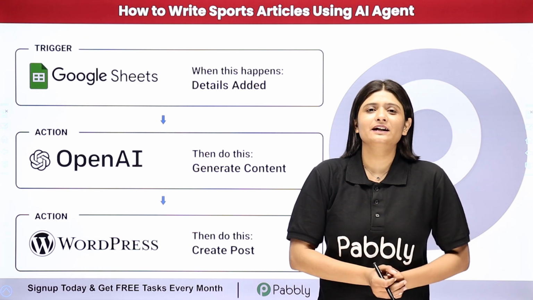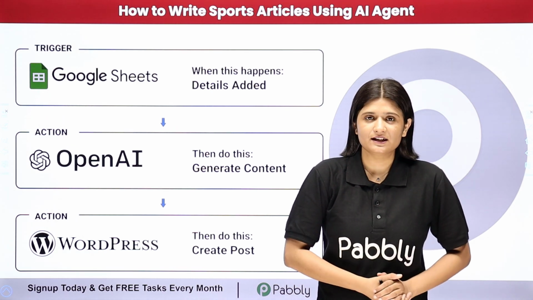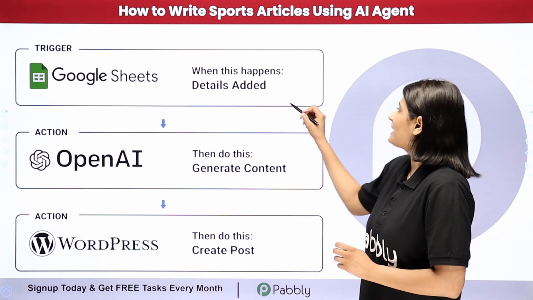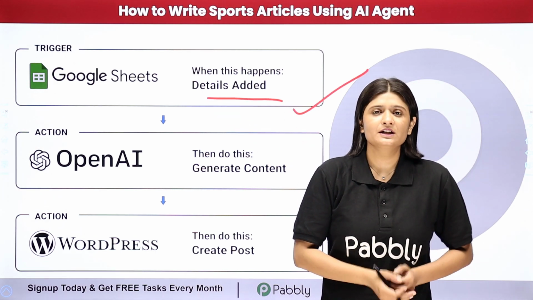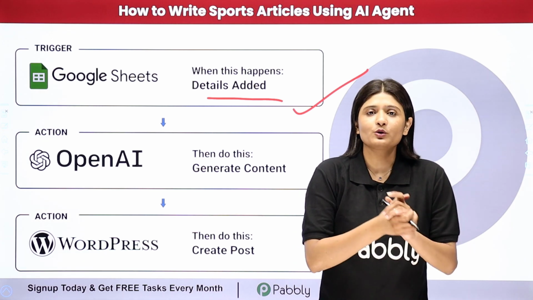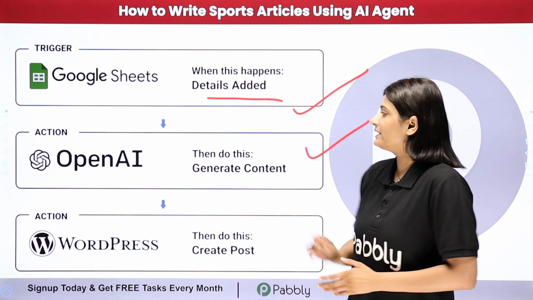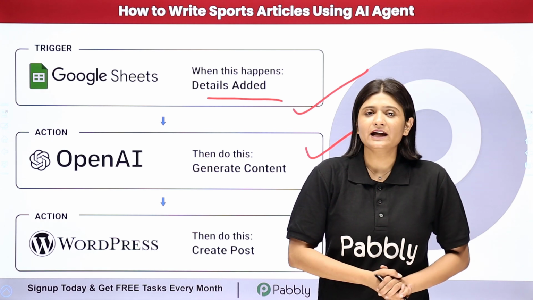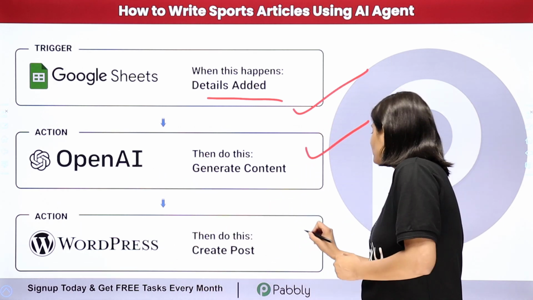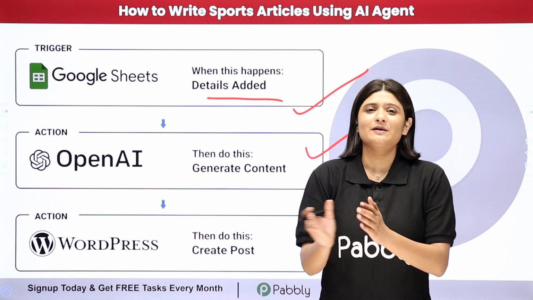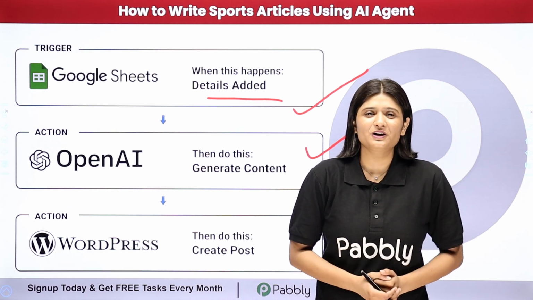With the help of Pabbly Connect, I'm going to build the connection in such a way that whenever I add a new detail or new news in my Google Sheet spreadsheet, the content or the post will be automatically created with the help of OpenAI. Here I'm going to use OpenAI as my AI agent, and then the post will be automatically created on WordPress. Now if you want to learn the step-by-step process, then let me take you to my screen.